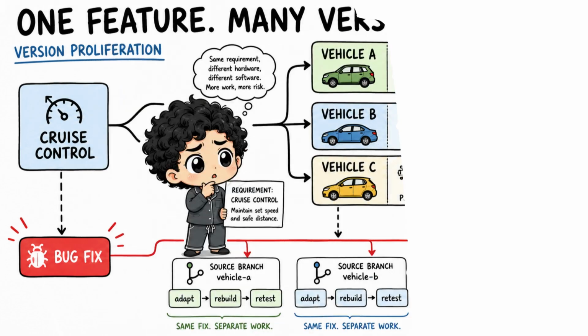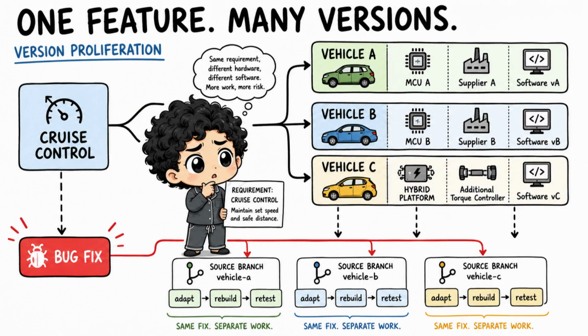Take one cruise control function and put it into three different vehicles. The driver sees the same basic feature in all three cars: set a speed, release the accelerator, and the vehicle maintains that target when conditions allow.